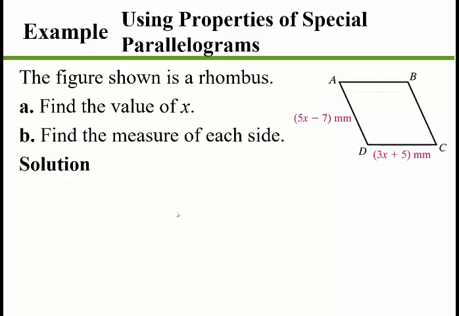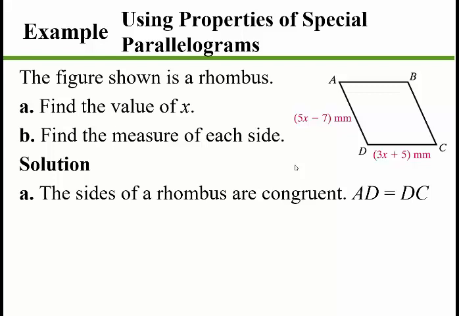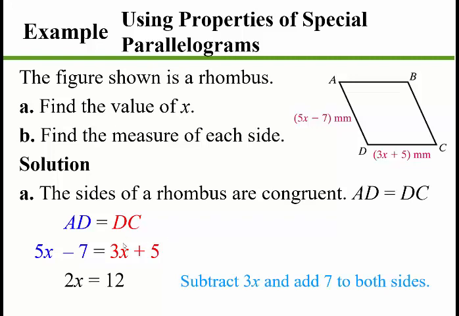All right, so over here, what I want to do is use properties of special parallelograms. So I'm telling you here the figure shown is a rhombus. So I want to do two things. I want to find the value of x, and then I want to find the measure of each side. Well, the sides of a rhombus are all congruent, so it must be that this side AD is equal to this side BC. All right, or plugging in that 5x minus 7 is equal to 3x plus 5. So you just have to solve this. So you're going to subtract the 3x over and add 7 to both sides, like so. And then in the final step here, you're just going to divide by 2, and you're going to get x is equal to 6. That's great.